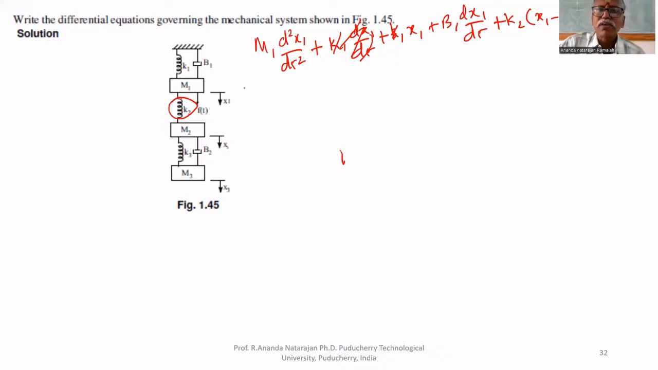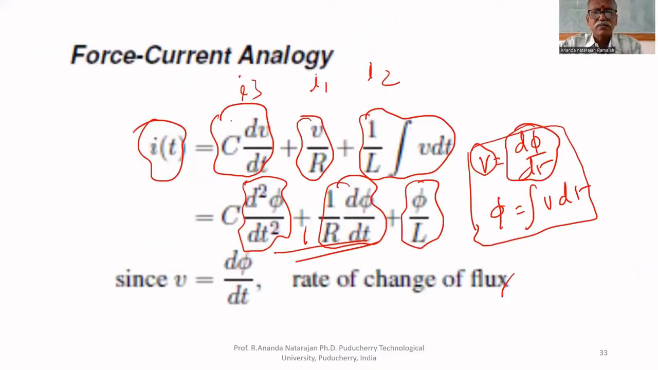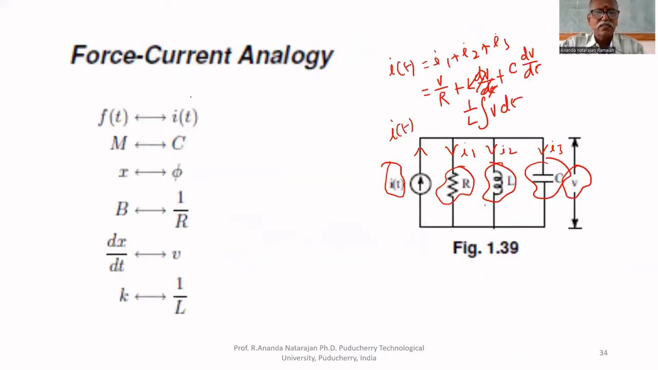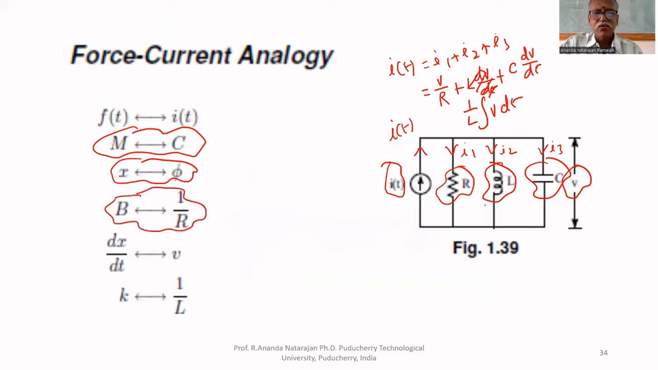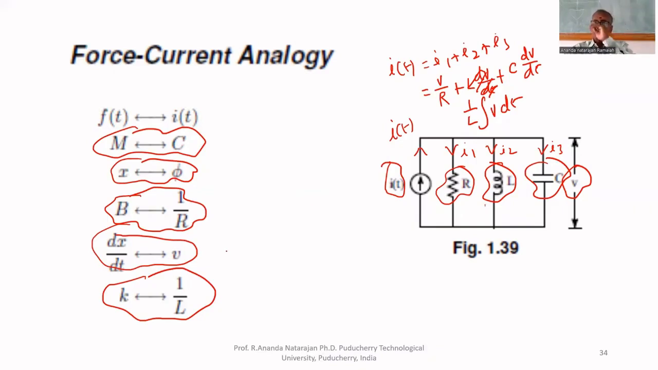So now we can write in terms of the force current analogy. In the force current analogy, M is identical to C, X is identical to flux, B is identical to 1 by R, dx by dt equal to V, as we have already seen. K is identical to 1 by L. B is 1 by R. Earlier B equal to R, now B equal to 1 by R. Anyhow, there is no change in B, earlier R, now 1 by R.